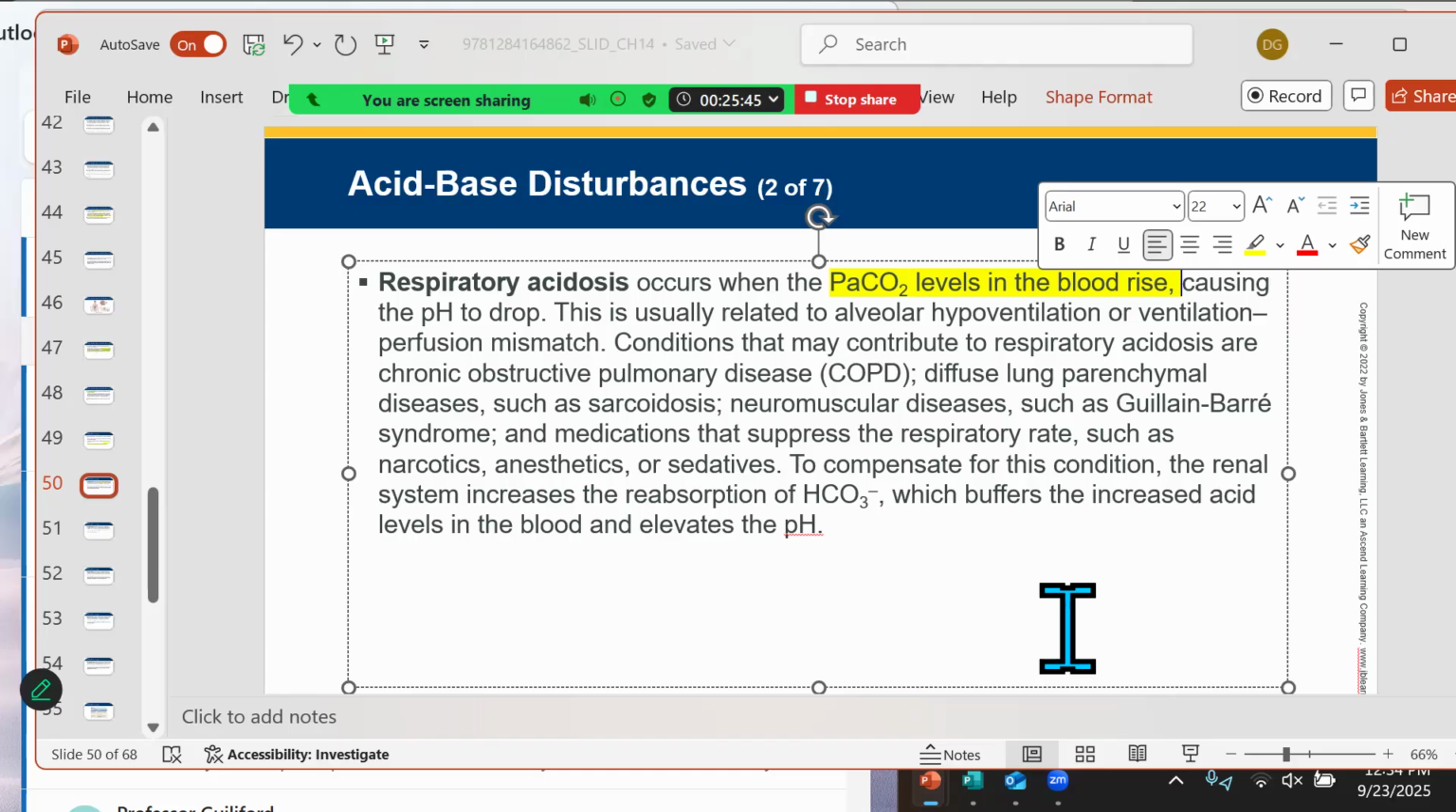I like to tell students that you know that CO2 is acid because when you open a can of Coca-Cola, right there, you hear that. That's the CO2, and it is so acid in that can of Coca-Cola that you can actually use it to clean your battery terminals. So it is acid. CO2 is acid. When that goes up, it causes respiratory acidosis.